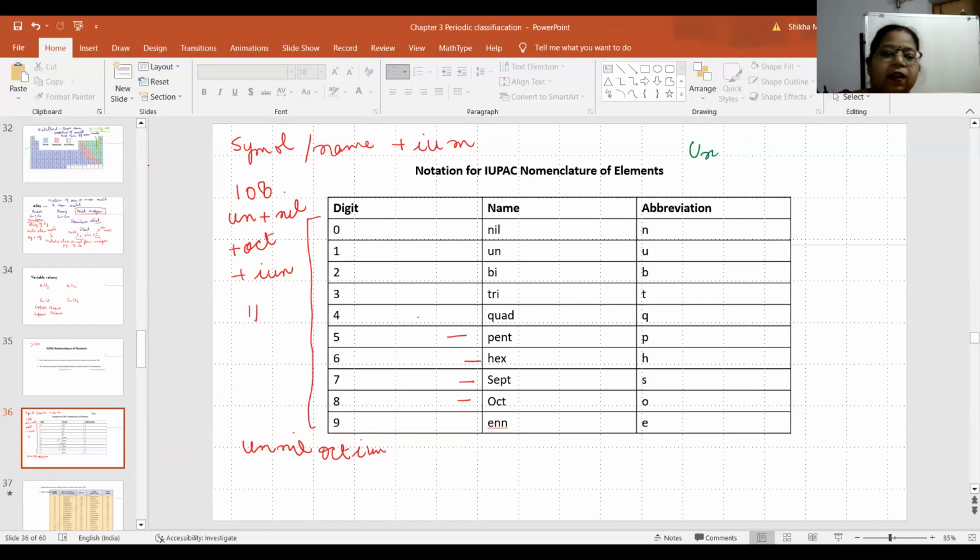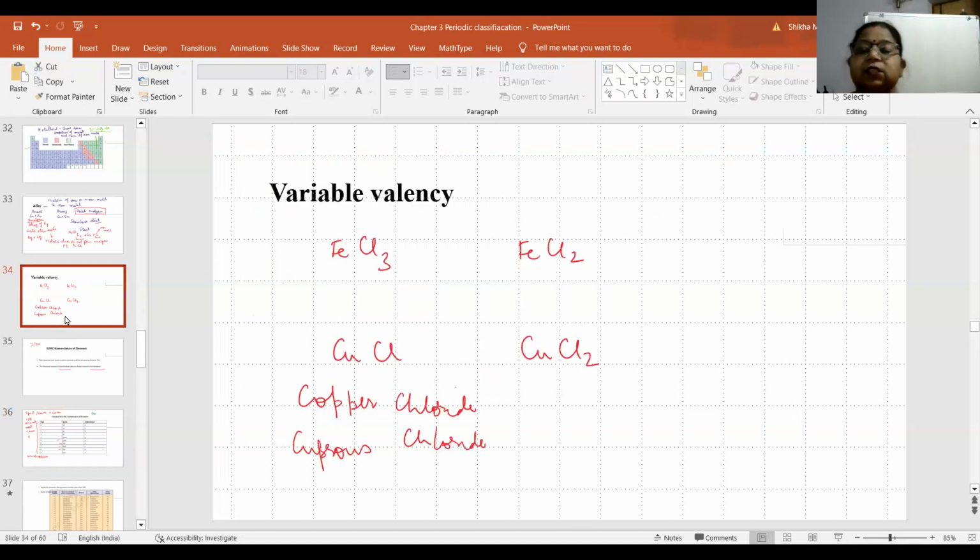No. See, I think you don't mix. These are two separate concepts. See, I made you recall the concept of variable valency because while they are explaining the periodic table, they have used the word variable valency. And if the students do not recall this terminology, they are at a loss.